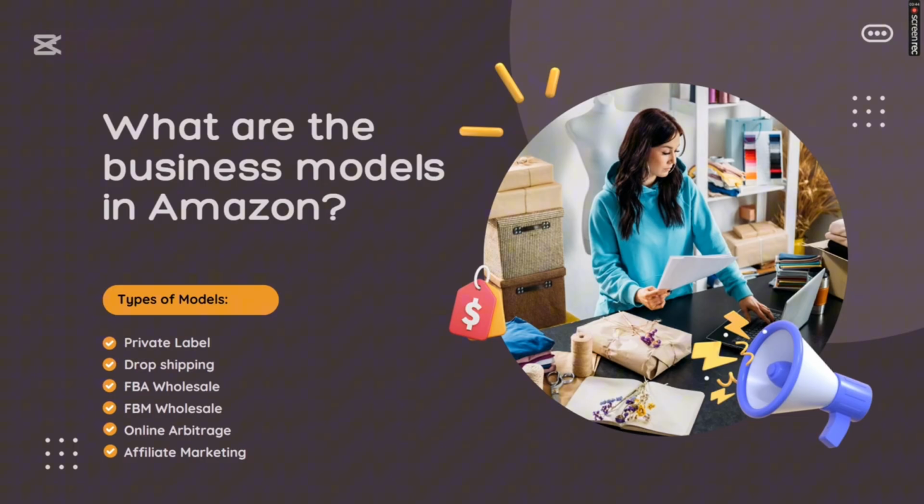Online arbitrage is similar to FBA wholesale, only it's for lower quantities, like 15 to 20 pieces. So you could buy this at retail, but when you do that, you get higher prices, and for that reason you have to sell it for higher as well. Affiliate marketing is marketing someone's product. You get a customized link, and anyone who buys from that link will give you a cut of the sale.